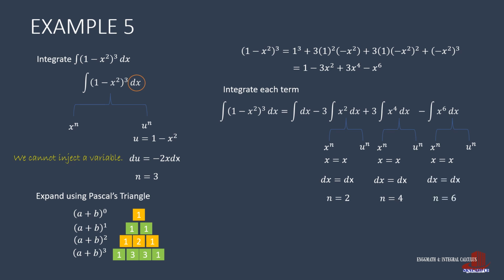Lastly, x raised to 6 also falls under x raised to n, where x is x, dx is still dx, and n is 6. Use the simple power formula to have x less x raised to 2 plus 1 all over 2 plus 1, then add 3 with x raised to 4 plus 1 over 4 plus 1, then subtract x raised to 6 plus 1 over 6 plus 1, and then c. So the final integral is x minus x cubed plus 3/5 of x raised to 5 minus x raised to 7 over 7 plus c.